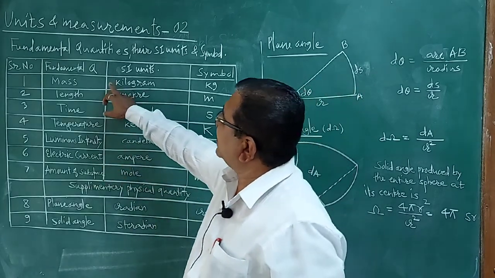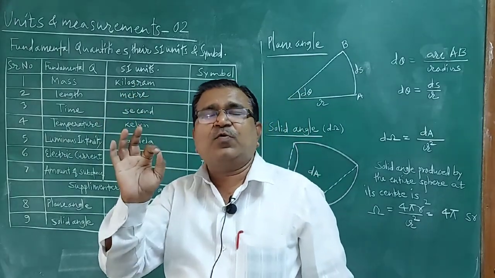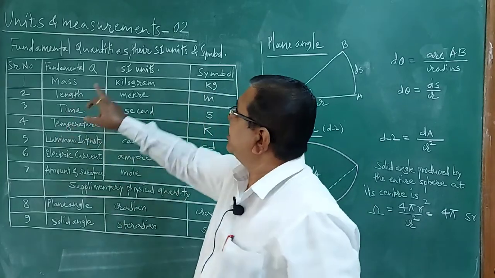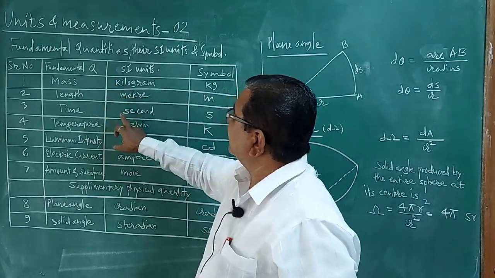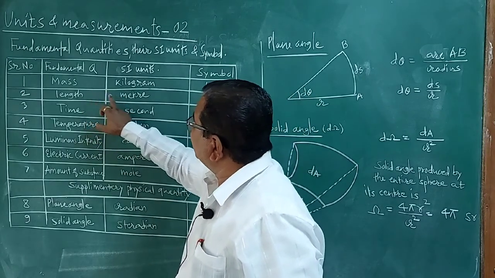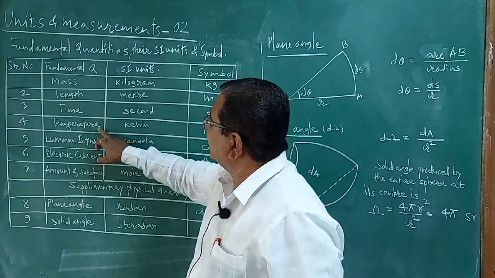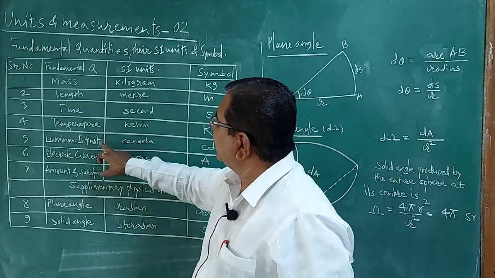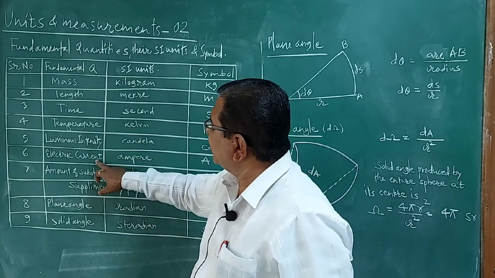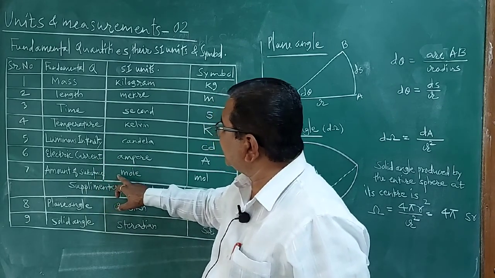See here, SI unit of mass is kilogram. Remember well, all full names should be written with an initial small letter: kilogram, meter, second. SI unit of length is meter. SI unit of time is second. SI unit of temperature is Kelvin. SI unit of luminous intensity is candela. SI unit of electric current is ampere. SI unit of amount of substance is mole.